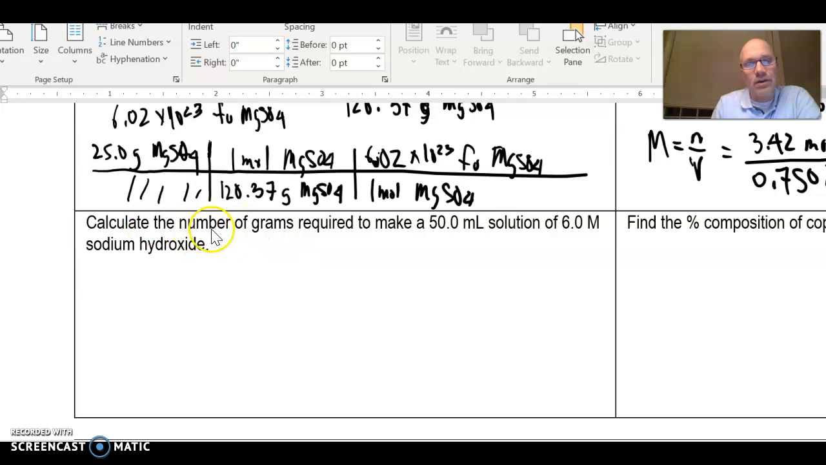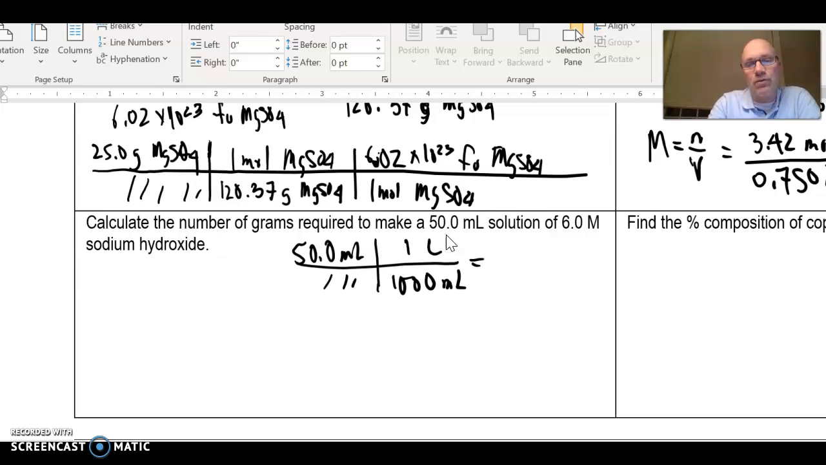Next one, calculate the number of grams required to make this many milliliters of a 6 molar solution. All right, so remember in all molarity problems, volume has to be in liters. So the first thing that we have to do is convert 50 milliliters to liters. All right, and we can do that with a one-step crossbar. There are other ways to do this, but if you just say that there are 1,000 milliliters in 1 liter, dividing by 1,000 is going to essentially move the decimal point 3 times to the left, 0.050. Actually, it would be 0.0500. All right, that gives this 3 significant figures, because if there's 3 significant figures in the original number, there should be 3 significant figures in your converted value. So that's going to be in liters.